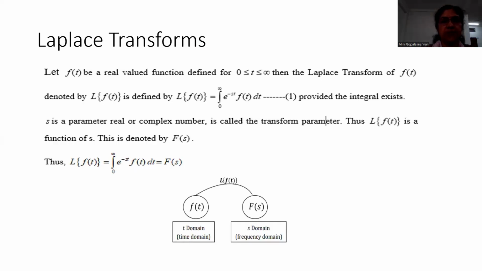Now, what is the Laplace transform? Let f of t be a real valued function where t is defined between 0 to infinity, and the Laplace transform of this real valued function f of t is defined as the integral from 0 to infinity of e raised to minus st times f of t dt, provided the integral exists, where s is a parameter. And you know that L of f of t gets converted to F of s. So we are moving from t to s. t is the time domain and s is the frequency domain. So Laplace transform actually pushes the real valued function to the frequency domain.